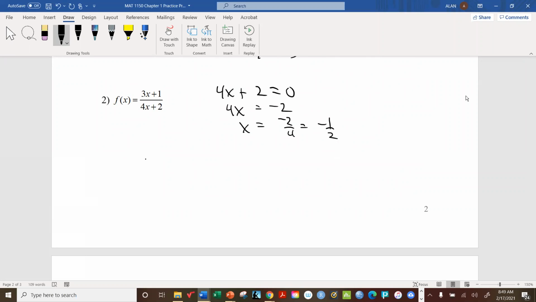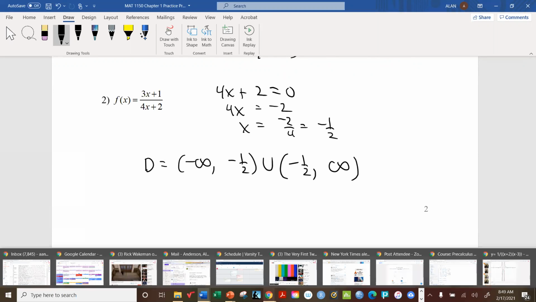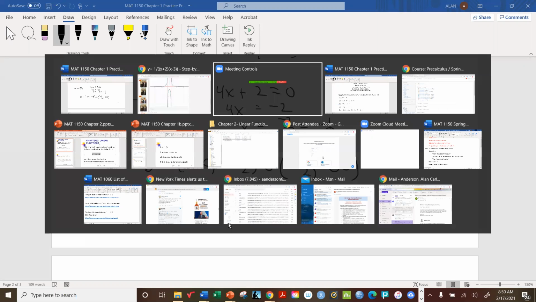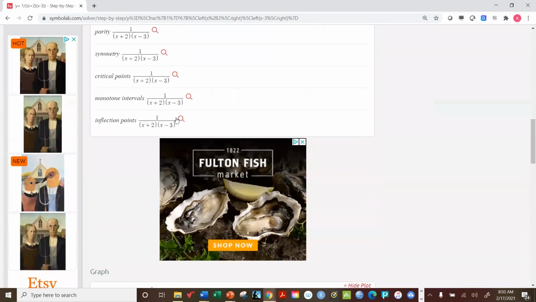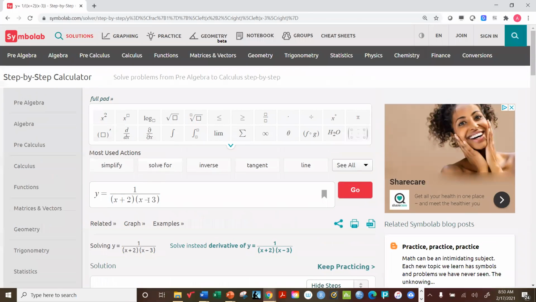So here the domain is everything from negative infinity up to, but not including, negative a half. And then everything from negative a half up to positive infinity. All right, let's see what this thing looks like in Symbolab, which, of course, shows us that there's going to be an asymptote at negative 1/2. All right, let's go back there and try this one on for size.